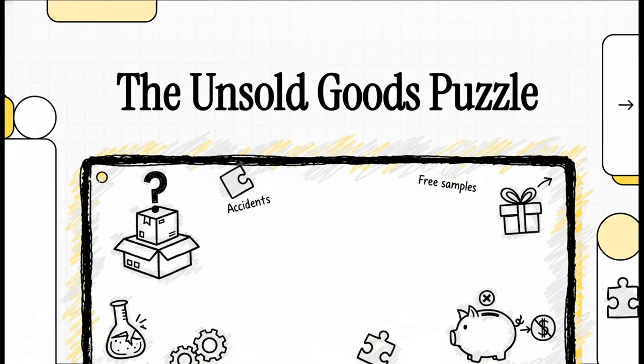You know, every business tracks what it sells. That's the easy part. But what about the stuff that just disappears? Goods that walk out the door without a sale. We're talking free samples, accidents, you name it. It's a huge accounting puzzle. And in the next few minutes, we're going to solve it.